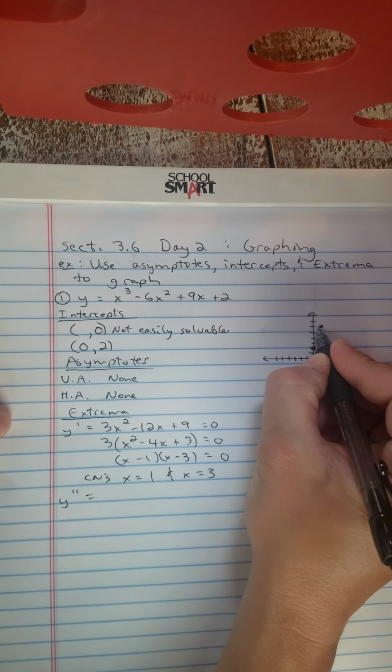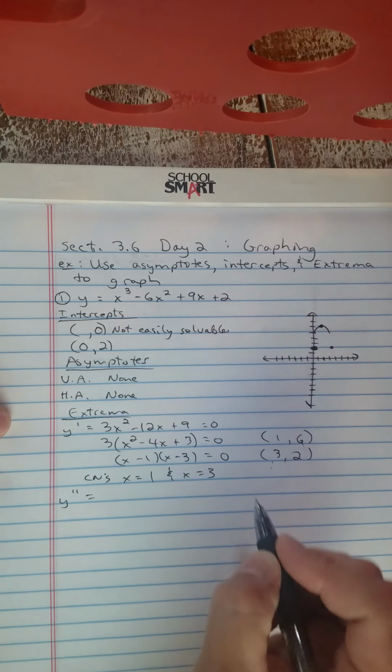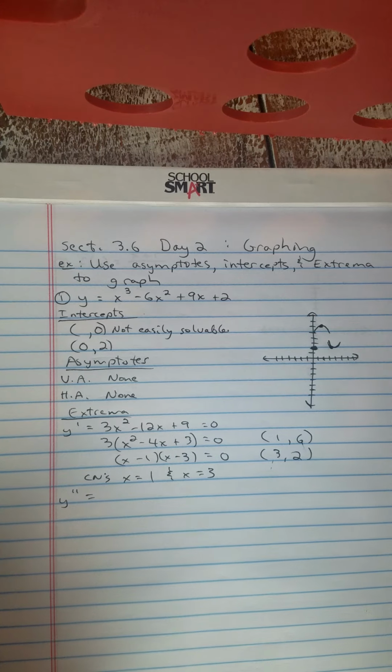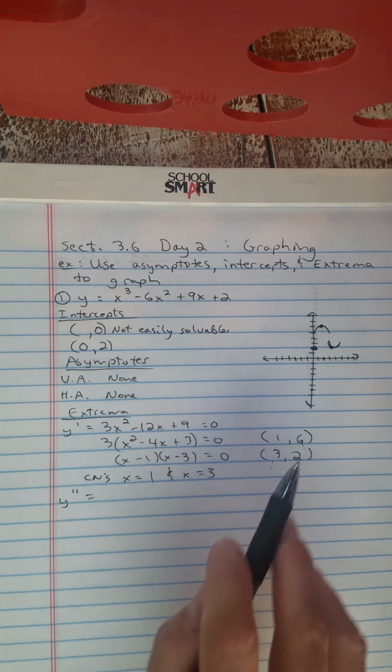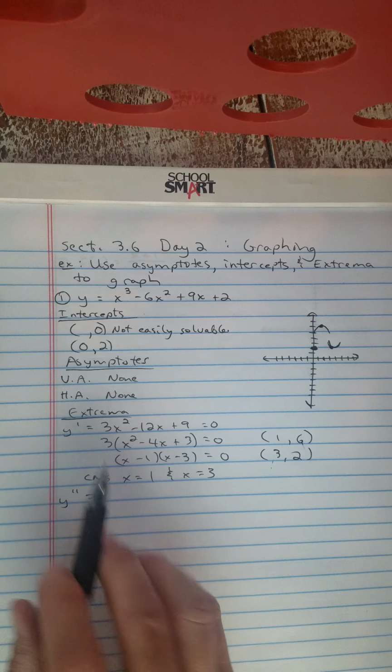But let me just kind of reiterate what I know right now. I know that this is a maximum up here at 1, 6, and I know that this is a minimum right there. I didn't draw it particularly well, but hopefully you can kind of see it. These 2 points have to be maximums or minimums because they're the critical points of the first derivative.